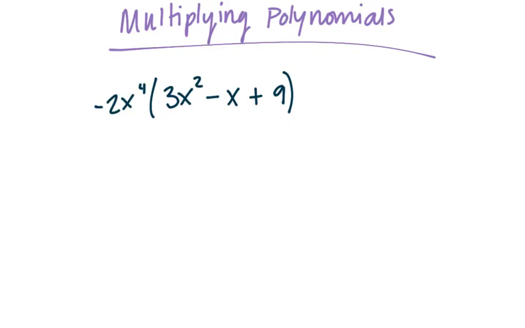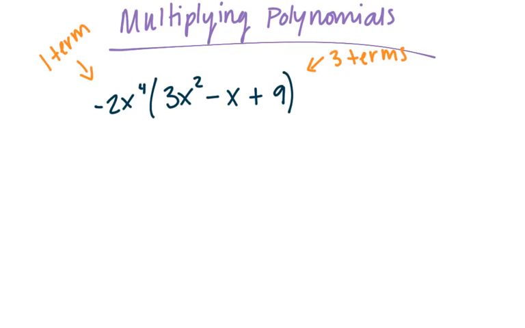In this video, we're going to talk about multiplying polynomials together. So in our first example, we have one term, a monomial, being multiplied by a trinomial, which has three terms. Because we're multiplying one piece by a whole bunch of different terms, we have to remember to distribute this monomial to each of the terms in our second polynomial.